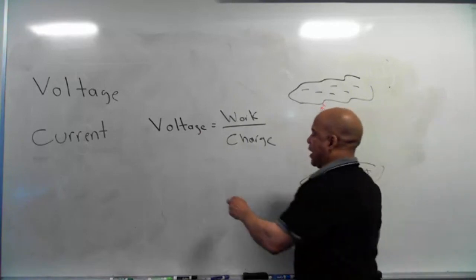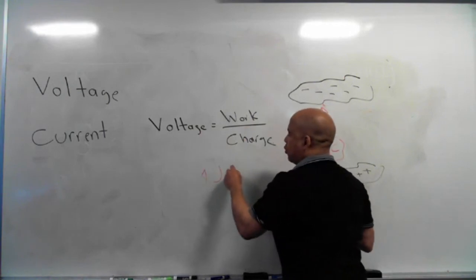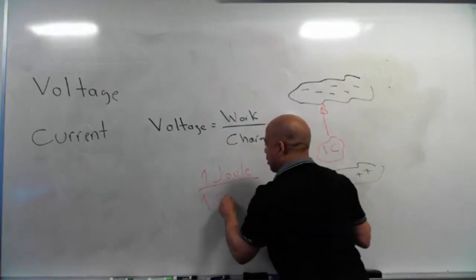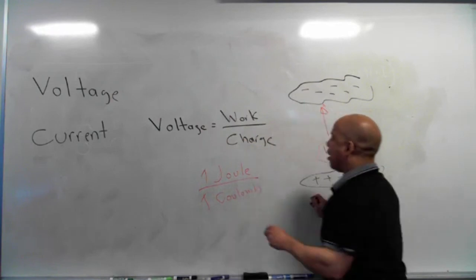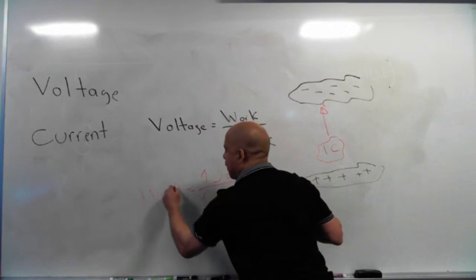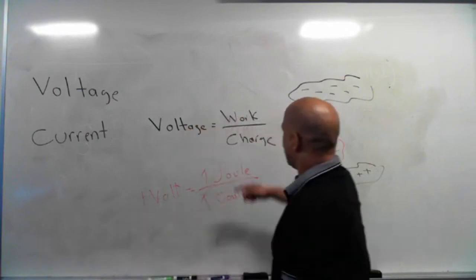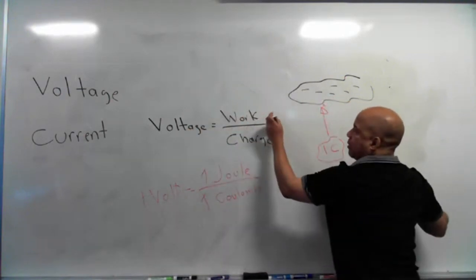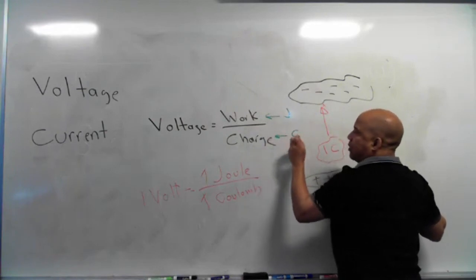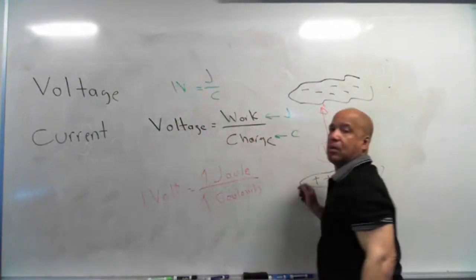It turns out that if I use 1 joule of energy in moving 1 coulomb of charge, then the potential difference between these 2 points would be 1 volt of electricity. In other words, looking at this equation, the unit for work is the joule, the unit for charge is the coulomb. So a volt is a joule per coulomb. That's equal to 1 volt.